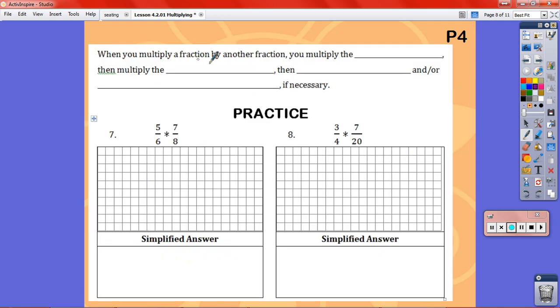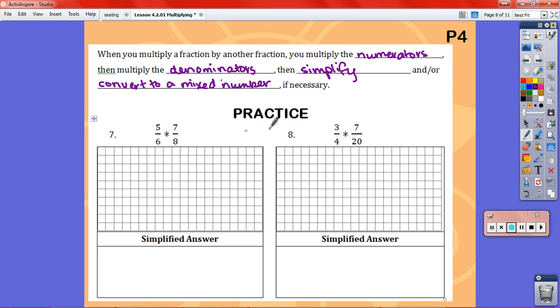So the rule here is when you multiply a fraction by another fraction, you multiply the numerators, then you multiply the denominators, then simplify and or convert to a mixed number if necessary. And you shouldn't usually need to convert to a mixed number unless one of the fractions was improper. If it was improper, then you might need to convert.